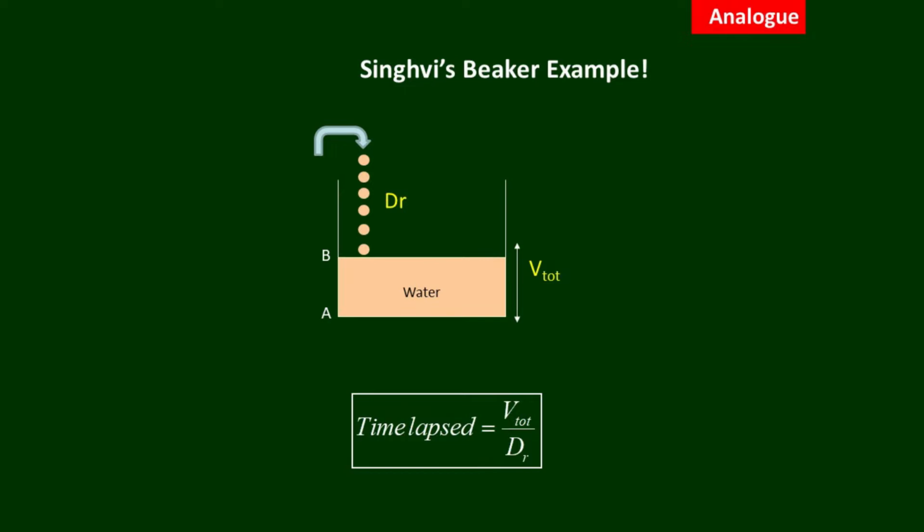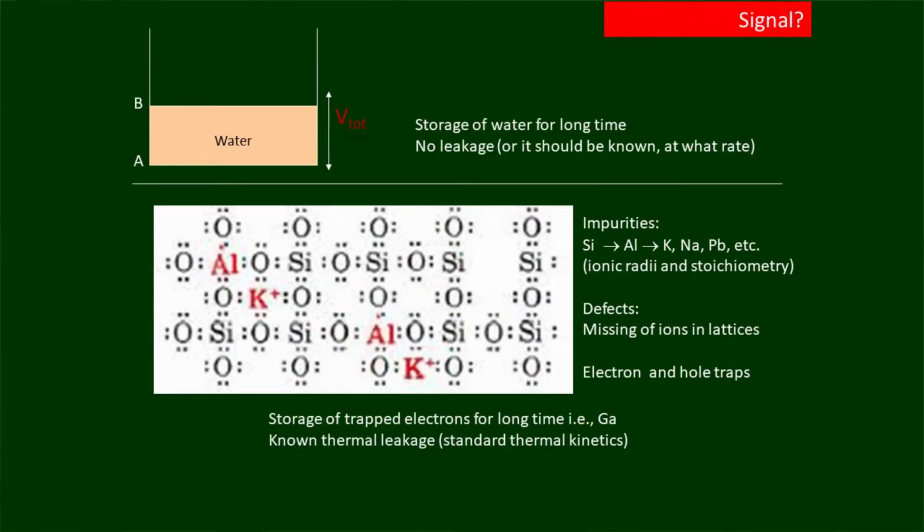So what is the signal we are talking about? Compared to the analogy, water is the signal in the beaker. Similarly, trapped electrons are the signal that is stored in the crystals. For example, let's say quartz, that is silicon dioxide, but there is no perfect crystal in the world. The silicon can be replaced by aluminum, and aluminum can be replaced by potassium, sodium, lead, etc. These are the impurities.